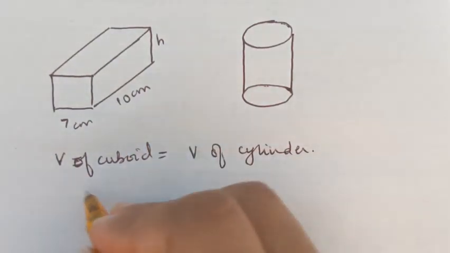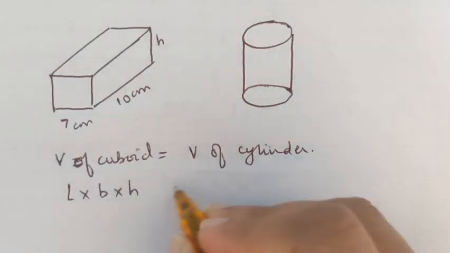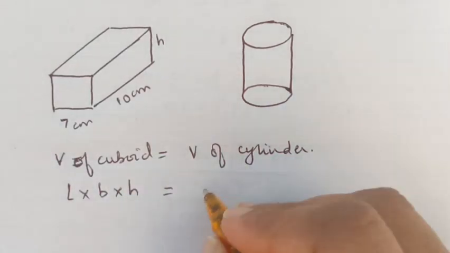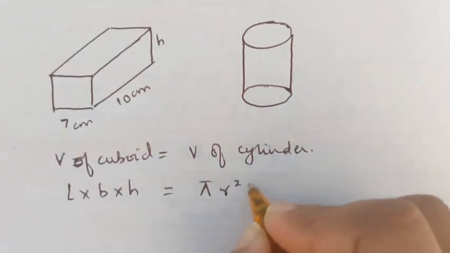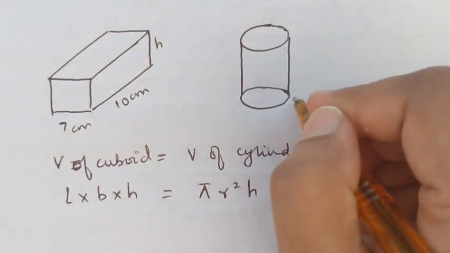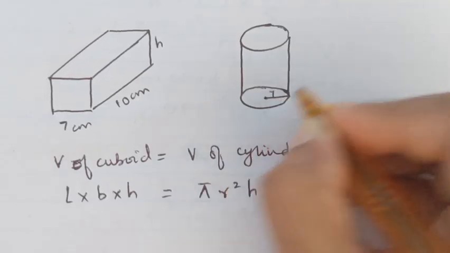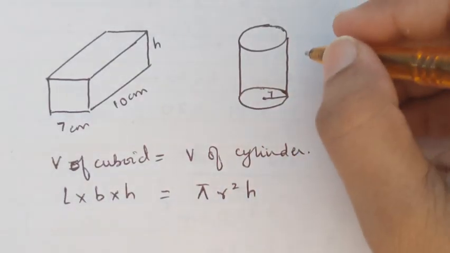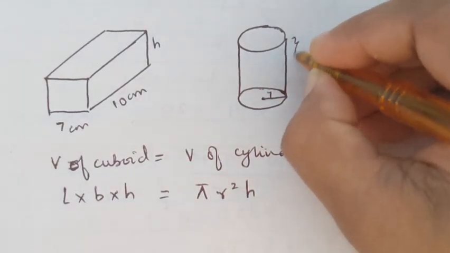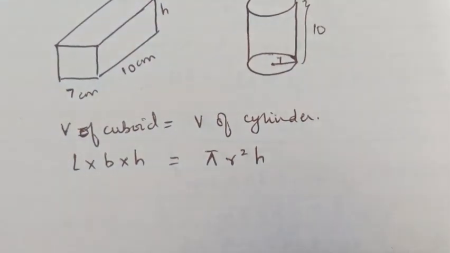For the cuboid, we use the formula length multiplied by breadth multiplied by height, and for the cylinder we use the formula pi r square h. For the cylinder, they are saying that it has a radius of 7 centimeters and the height of 10 centimeters. So let's replace the dimensions.